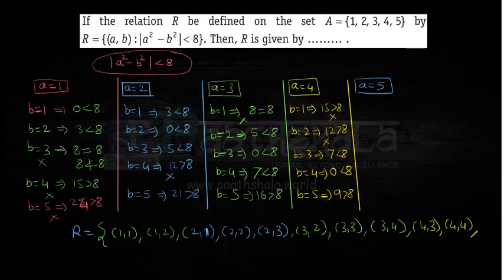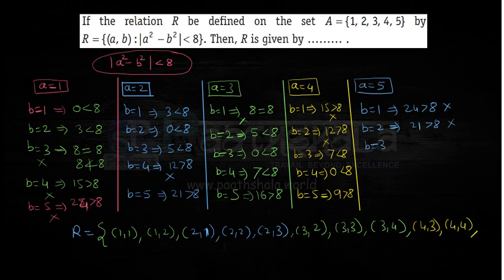Now let's check for A equals 5. For B equals 1, we need to check whether the relation is satisfied or not for this pair. So 5 square minus 1 square, 25 minus 1 is 24, which is greater than 8. Hence it is not a valid pair. For B equals 2, it is 25 minus 4, that is 21, which is also greater than 8. Hence it is not valid.